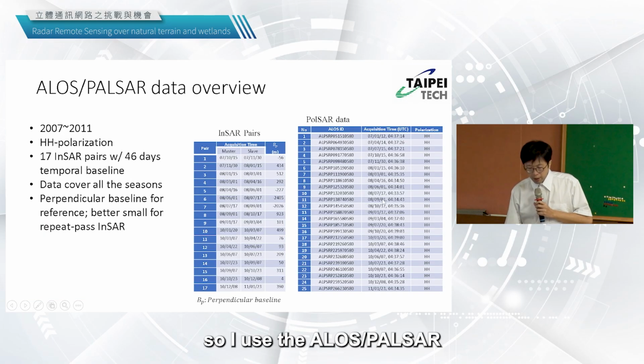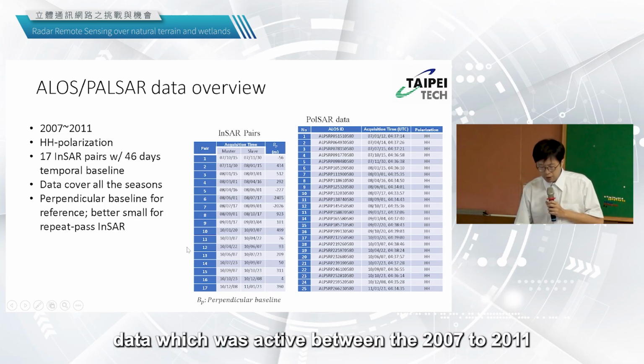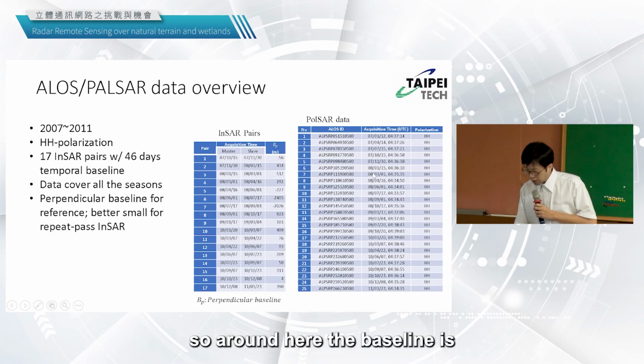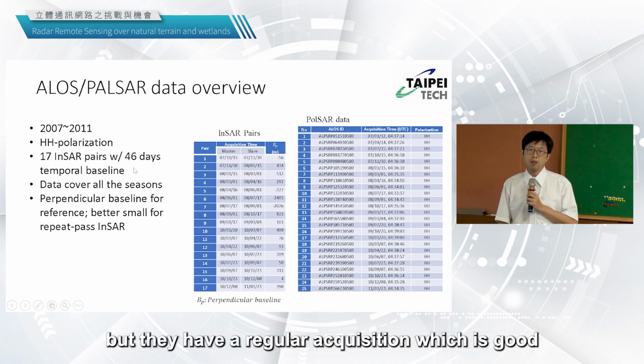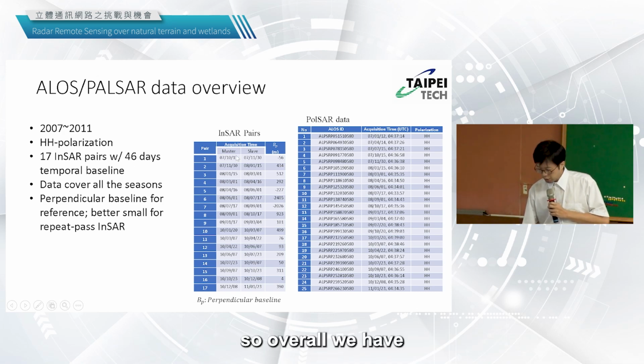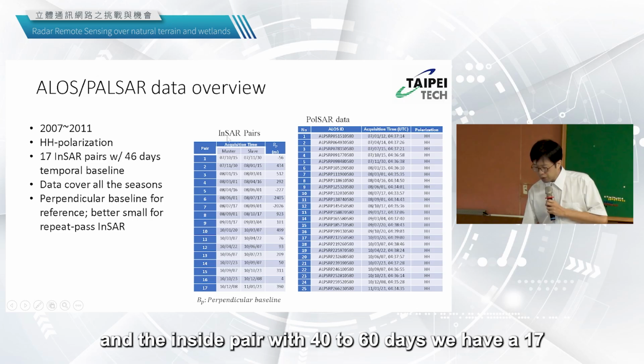So I use the ALOS PALSAR data, which was active between 2007 to 2011. Around here, the baseline is 46 days, but they have a regular acquisition, which is good. Overall, we have 25 PALSAR data, and the InSAR pairs with 40 to 60 days, we have 17.